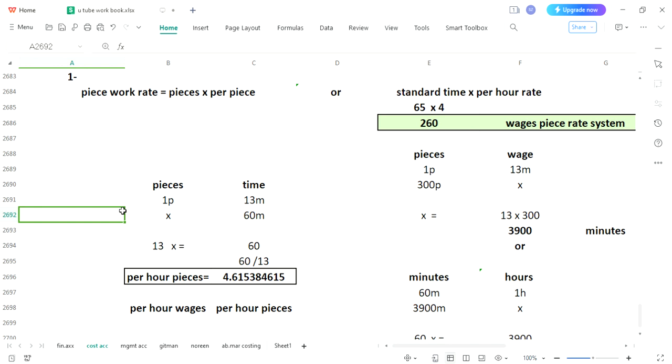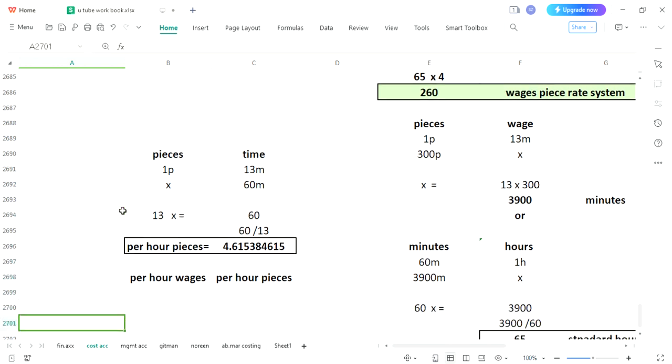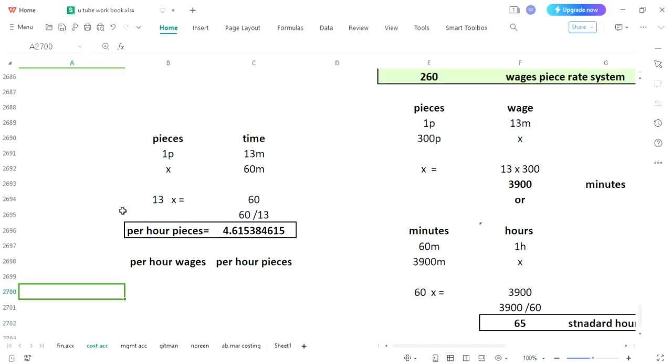Look, to understand this chapter, you will have to be very keen to get the skill. You will have to be very calm. And if you are in a hurry, if you don't have time, if you are not sparing your mind, if you are not sparing your brain, it would be hard to digest it. I'm openly accepting it. So please spare time. So now we will make a comparison of per hour wages and per hour pieces.